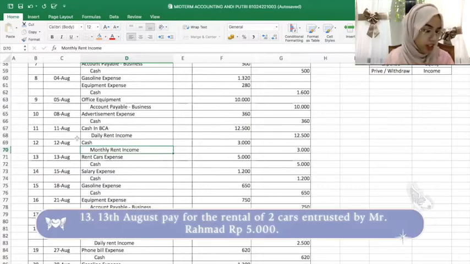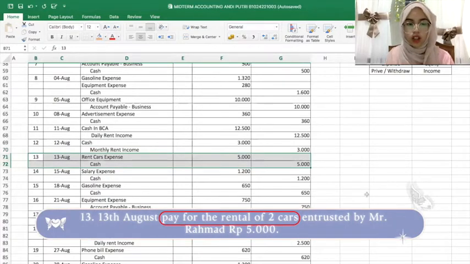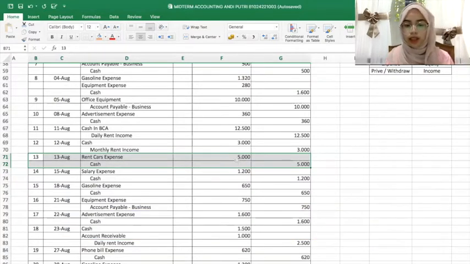For the 13th transaction, August paid for the rental of two cars entrusted by Mr. Rahman for 5,000 rupiah. So there are two accounts, the rent cars expense and the cash. The rent cars expense is on the debit side because it's increasing and cash is decreasing, so we put it into the credit side.